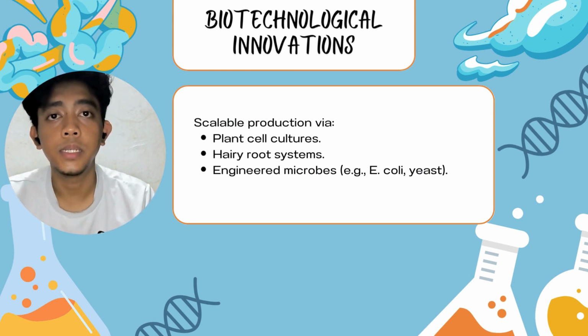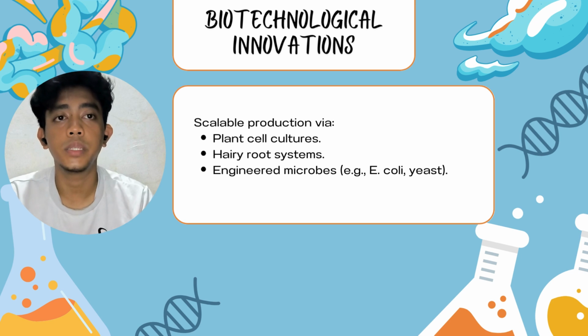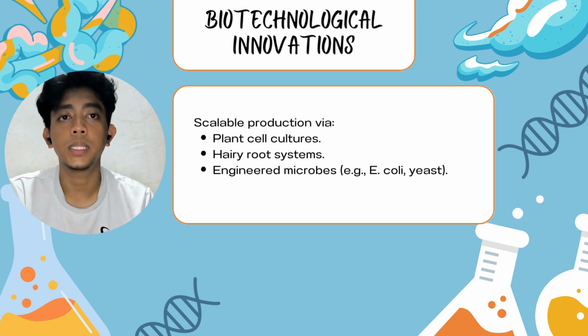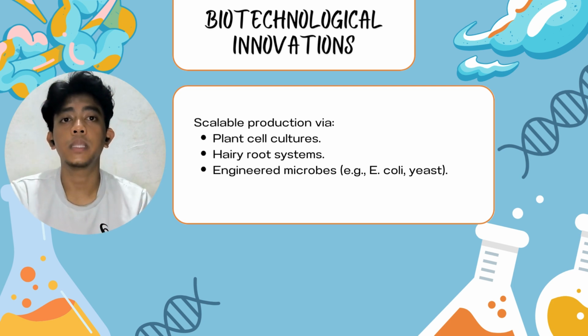Plant cell culture, hairy root systems, and engineered microbes like E. coli and yeast can produce compounds like scopolamine and morphine sustainably. This approach provides a scalable, environmentally friendly alternative to harvesting wild plants.